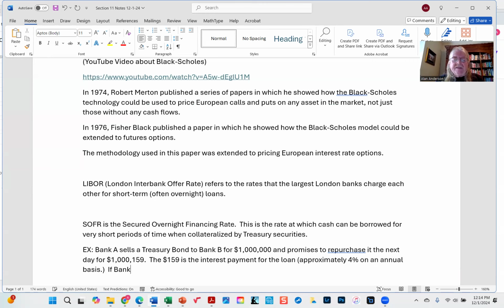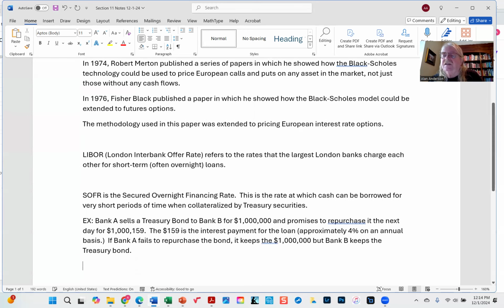Now, if Bank A fails to repurchase the bond, it keeps the $1,000,000, but Bank B keeps the treasury bond. So there's essentially no risk in a transaction like this. So that's why the rate is so low. It's going to be the lowest rate you can find in the economy, basically. And so now at this point in time, often the payments to interest rate derivatives are based on the SOFR rate, at least in the United States. In other countries, they have their own version of SOFR. And it's hard to keep track of them all.